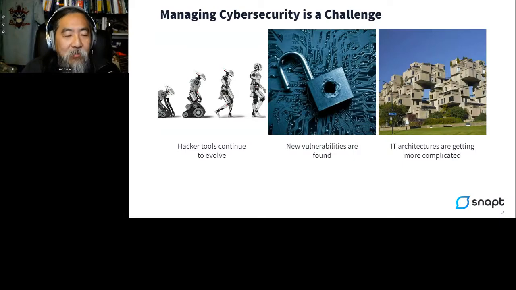Like I mentioned, managing cybersecurity is a challenge. Oh my gosh, is it a challenge? I've been dealing with IT for close to 30 years now. And hacker tools continue to evolve. A good case in point: back in the old days when I was a kid, and I'm showing my age, our concept of hacking was what we called phreaking. You may not know what phreaking is, maybe you do. But what we did is we were trying to take advantage of the phone systems to get around things.